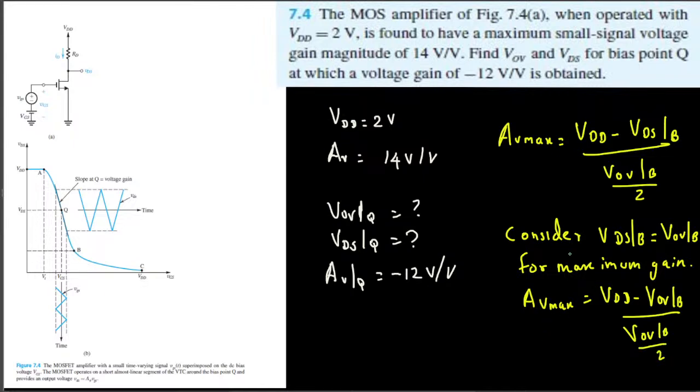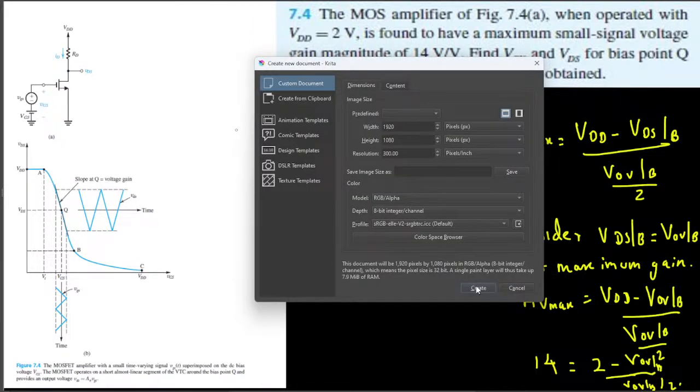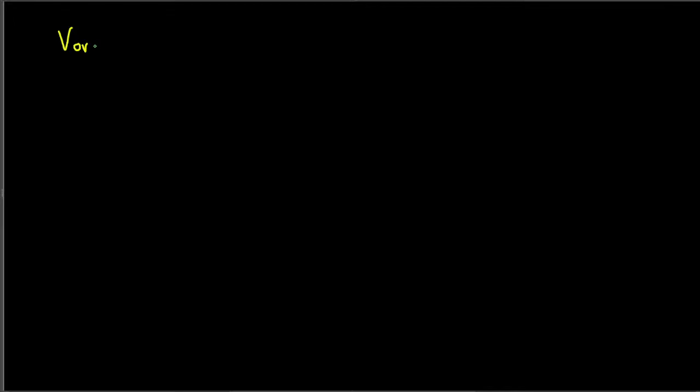Here we know the maximum gain, that is 14, and VDD is provided in the question, that is 2, minus VOV at B, divided by VOV at B divided by 2. From this we can solve for VOV. If we solve for that, we will end up getting, actually not 2, it is 0.25 volts. Okay, now we have this.